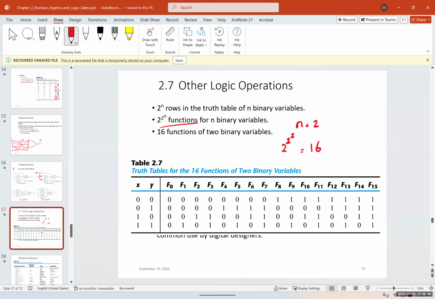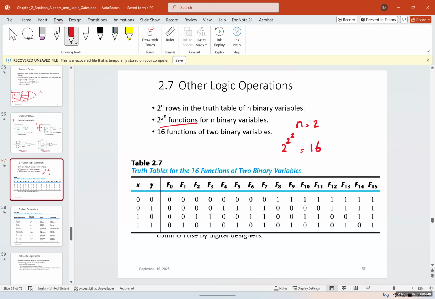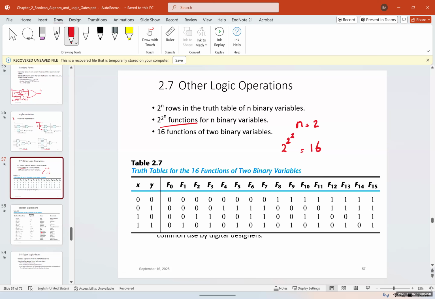And so, for example, if we have n equal to 3, you're going to have 2 to the power of 2 to the power of 3, or 2 to the power of 8 functions. Now, we can write it like this as a truth table. It's going to be 0, 0, 0, 0, 0, 0, 8 zeros, and then we're going to have 8 ones, and so on. Now, this actually shows the different combinations in which we can write the Boolean function.